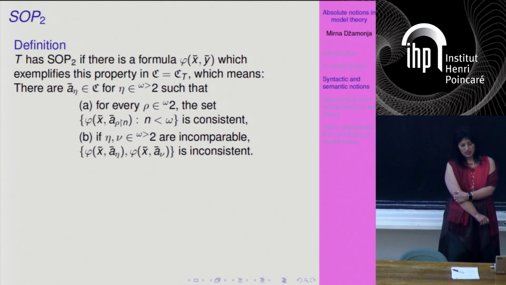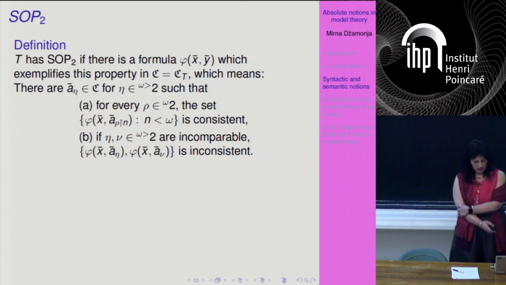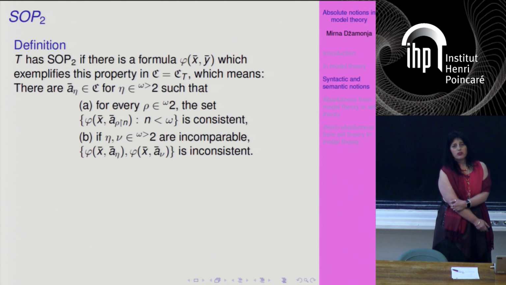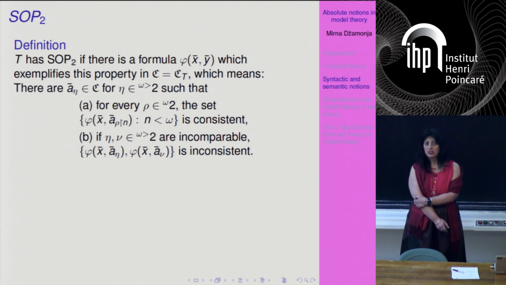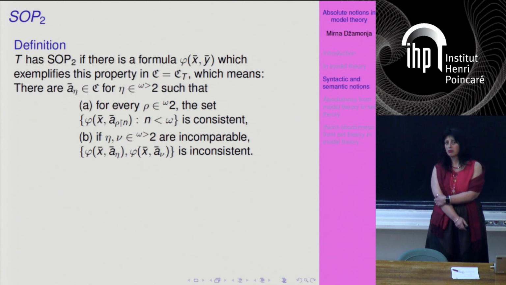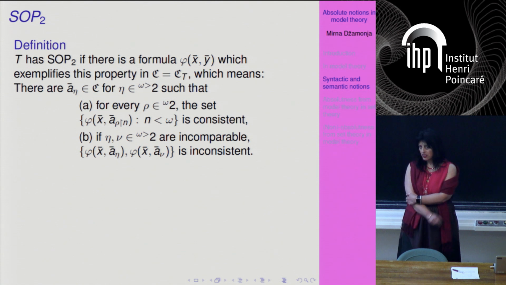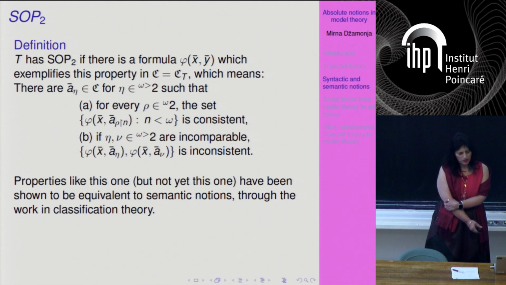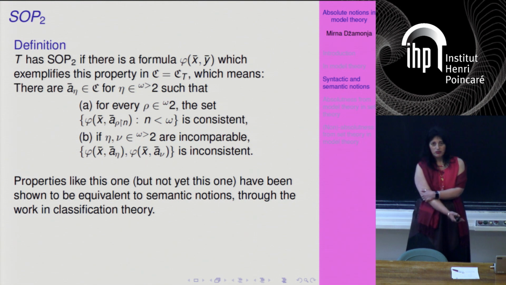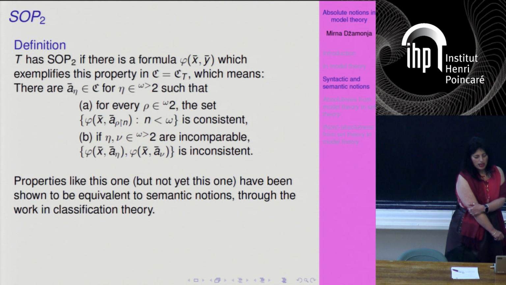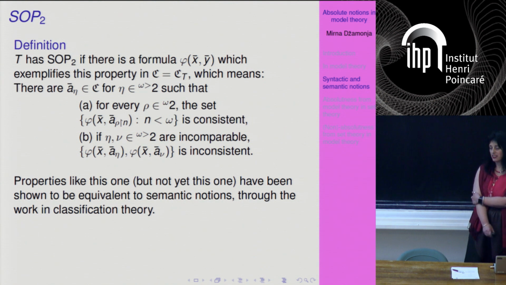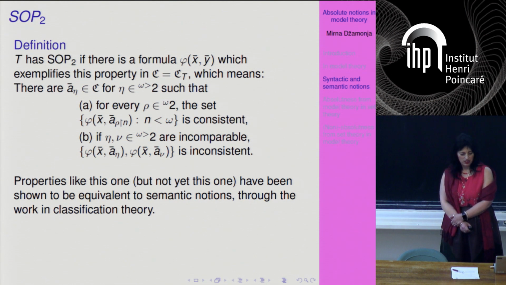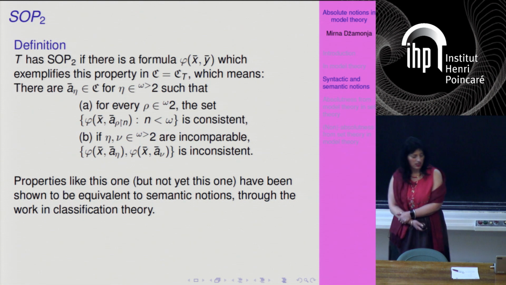Yet when you look along any level, or any two incomparable elements mu and nu of the binary tree, when you try to satisfy the formula on both of those parameters, you get inconsistency. So this looks just like a binary tree. And now observe that this kind of thing is absolute. And properties like this one, but not yet this particular one, have been shown to be equivalent to semantic notions. And that's through the work in classification theory.